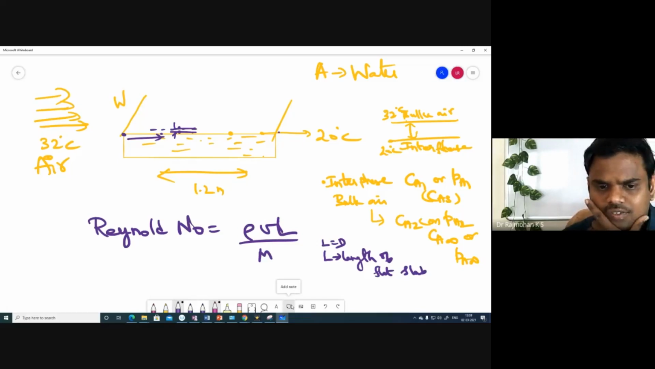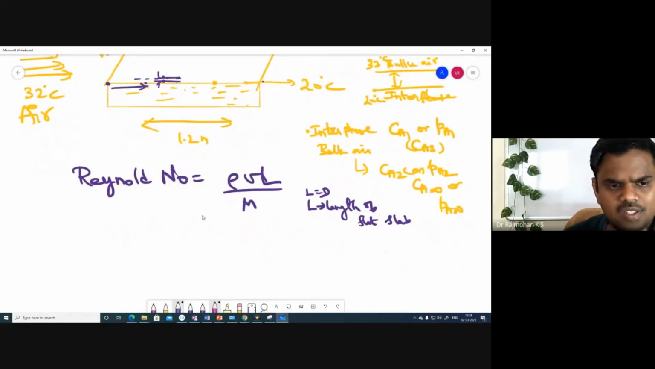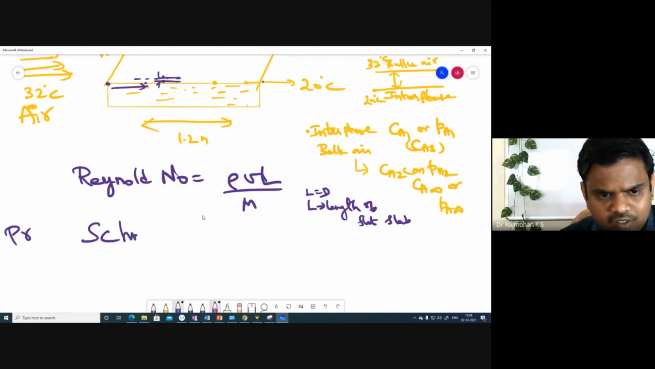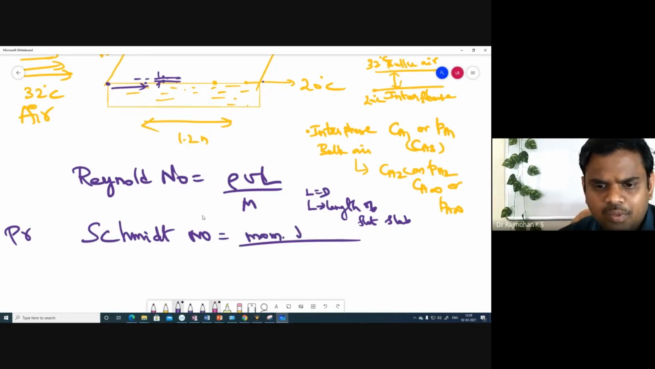Then what is the other number? The other number is similar to the Prandtl number: the Prandtl number in heat transfer, the Schmidt number in mass transfer, which is the ratio of momentum diffusivity to mass diffusivity.